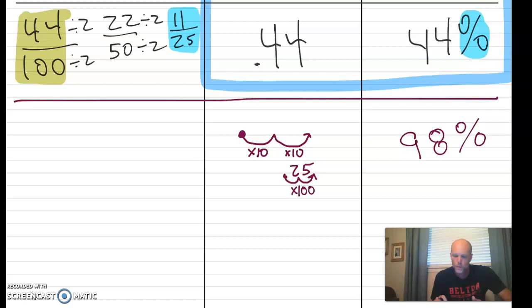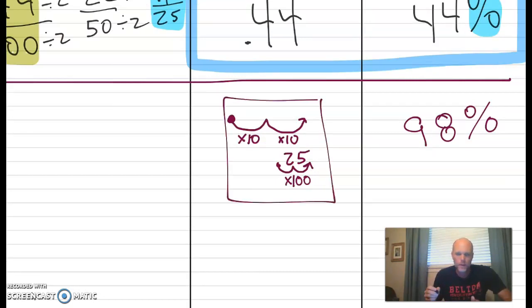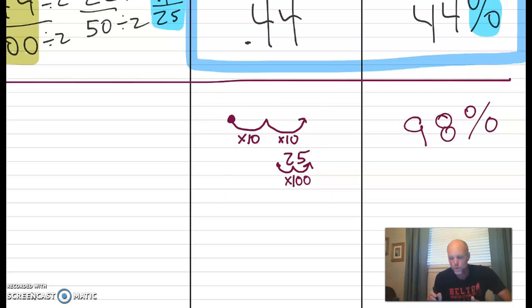Remember what we did up there, we moved the decimal to the left. Okay? Well, right here, we moved it to the right, and we multiplied by 100. So if we're going to move it the opposite direction, what operation do you think we're going to use for that?